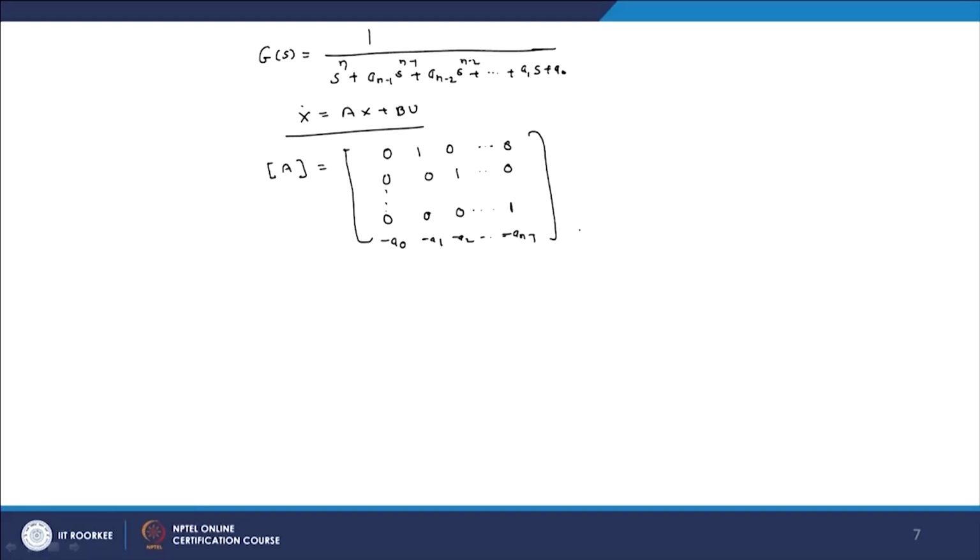This is the A matrix, and now the B matrix is 0 0 up to 1, and here this Kc is nothing but K1, K2 up to Kn. This is the controller Kc, A we have written, B. So, here we are designing the controller because the performance of this system is not satisfactory, therefore we are designing the controller.